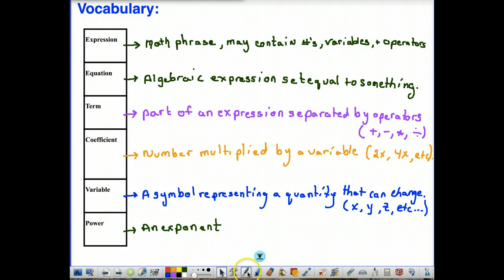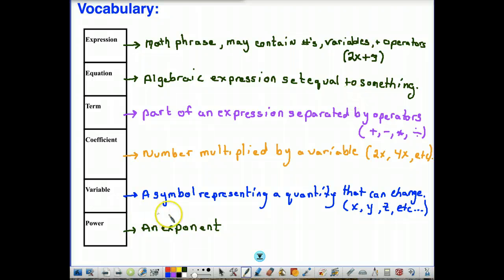A couple things that you need to be aware of. You need to know what an expression is. An expression is just a math phrase, like 2x plus 3. Say, for example, I'll write that up here. 2x plus 3. Okay, that is an example of a math phrase. There's no equal sign in there. It's just an expression. It can contain numbers, as you can see, the 2 and the 3. It can contain variables, like the x, and it contains operators, like plus or minus. Okay, and that is just an expression. We don't solve expressions because there's no equal sign, but we can simplify them or evaluate them.